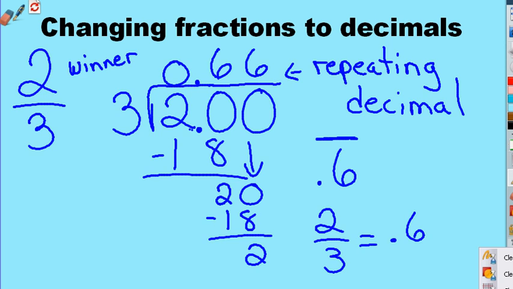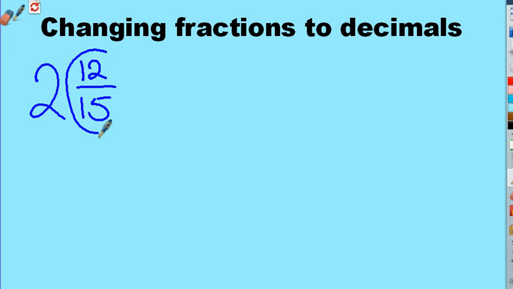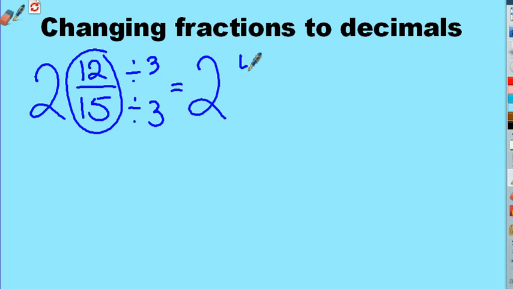All right. One more example. Let's say I had a mixed number. So my mixed number is 2 and 12/15. Now you could do 2 or 3 things here. First, I can reduce this fraction. 12/15 can be reduced by dividing the top and the bottom by 3. So my new reduced fraction would be 2 and 4/5.